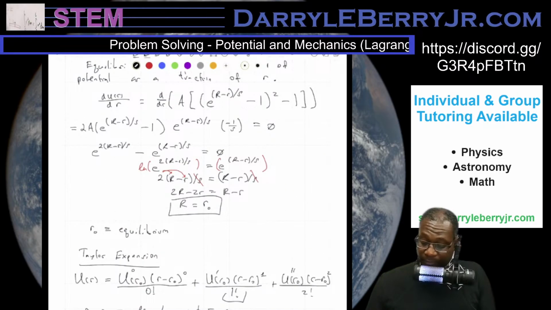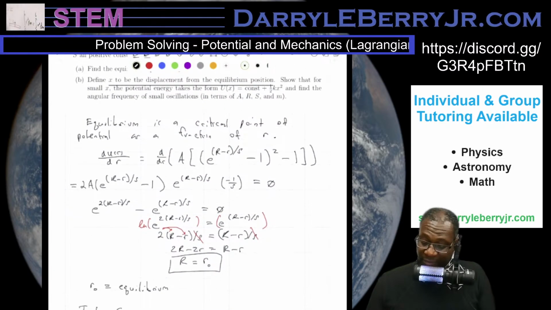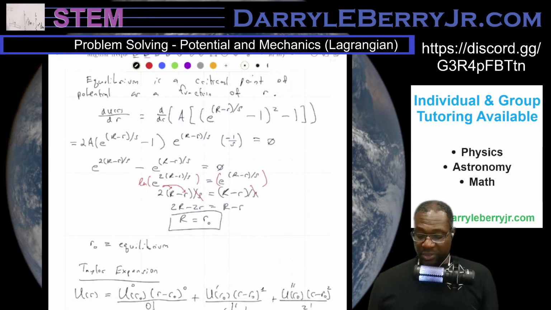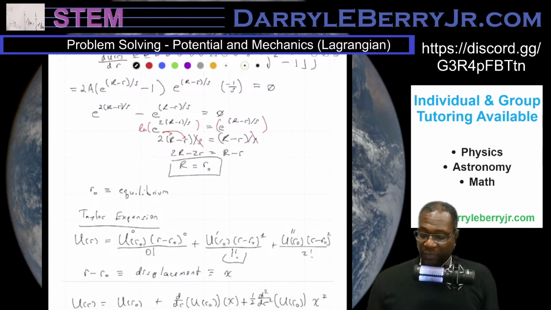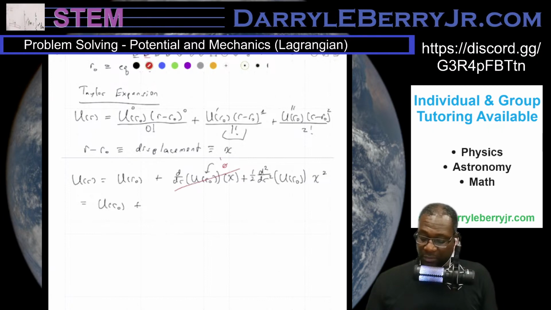Now, earlier, I established that equilibrium is a critical point. If you have a critical point, you set the first derivative equal to 0 and solve for r. So the first derivative at r naught equals 0, according to what we did earlier. So this is 0 from earlier.